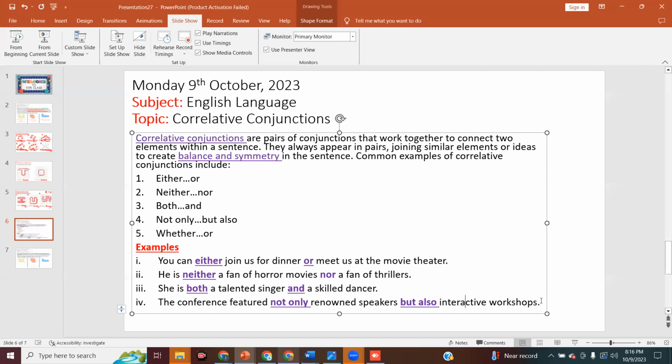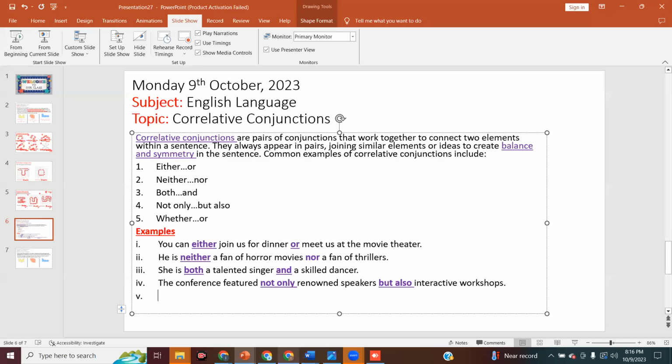And the last one that we're going to talk about is the fifth one, which is whether or. We can use these to present alternatives, or to give us different choices. So I can say I am unsure.